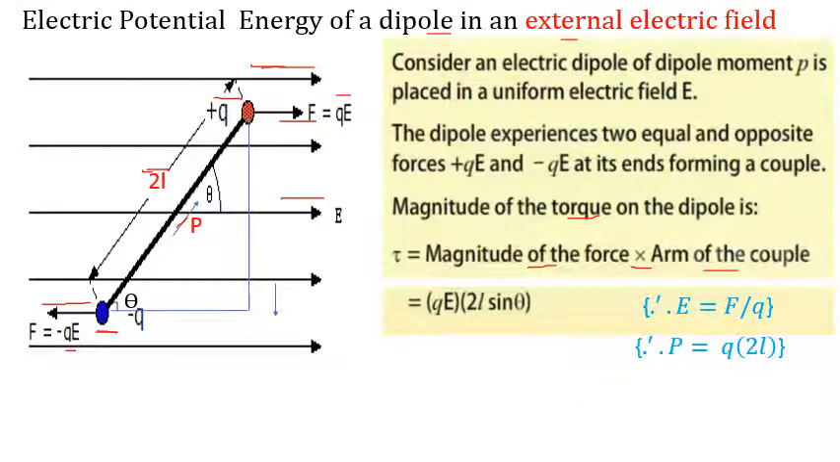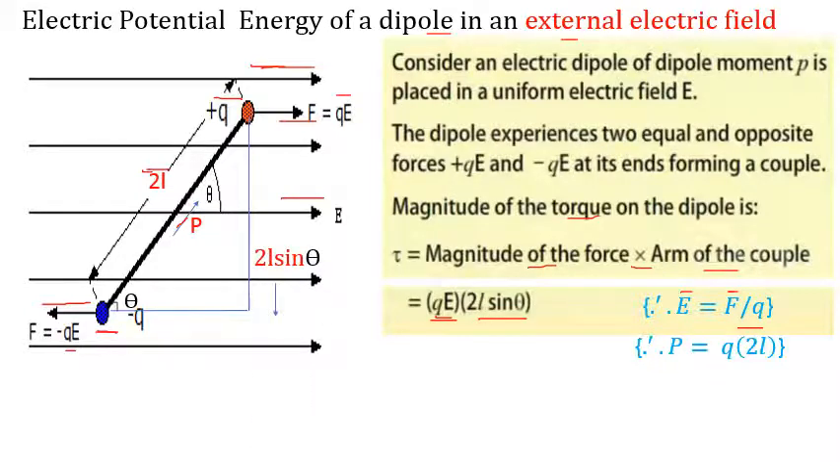So the magnitude of any one force is Q into E, and this formula is by the basic definition of electric intensity, which is force per unit charge. By cross multiplication, you can write the formula for this F as Q into E into the arm of the couple or moment arm, which is nothing but 2L sine theta.